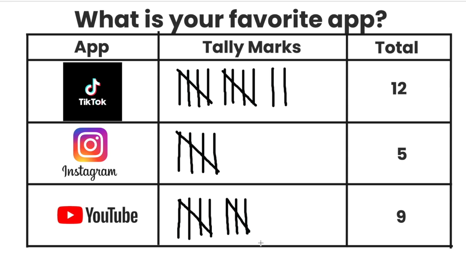Did I draw these tally marks correctly? What did I do wrong? Oh, you're right. This isn't a group of 5. That's only 4. Let me erase that. Okay, let me double check. So I have 1, 2, 3, 4, 5, 6, 7, 8, 9. Oh, that's right. Now, these tally marks represent 9 because 9 people voted for YouTube.